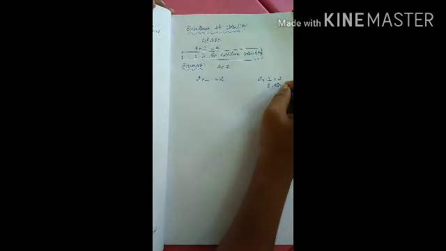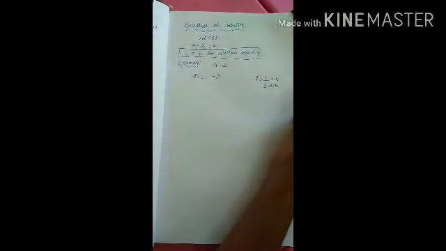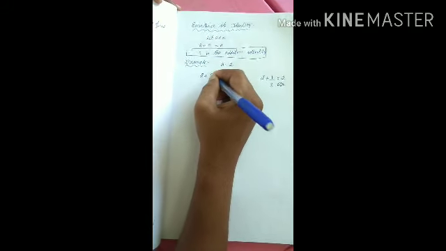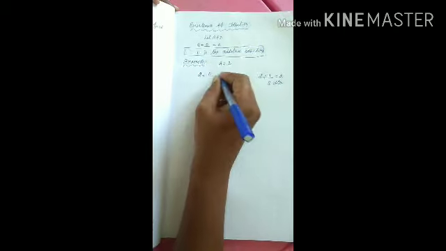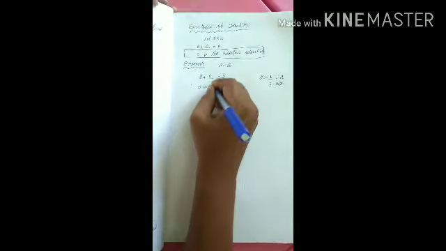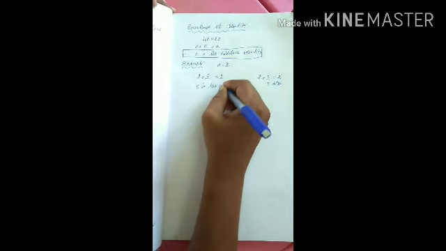This is not equal, which is a contradiction. So this is wrong. We can add any number, you can choose another number. 0. 0 is the only suitable value for this. Okay, so 2 plus 0 equal to 2. Therefore, 0 is the additive identity.